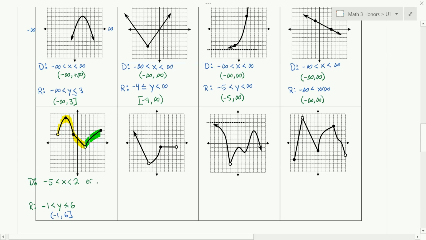And then the other one would be from 2, what do we say, 6? To 6. And I also made a mistake on the last one. I put an X for the range, it should be a Y.